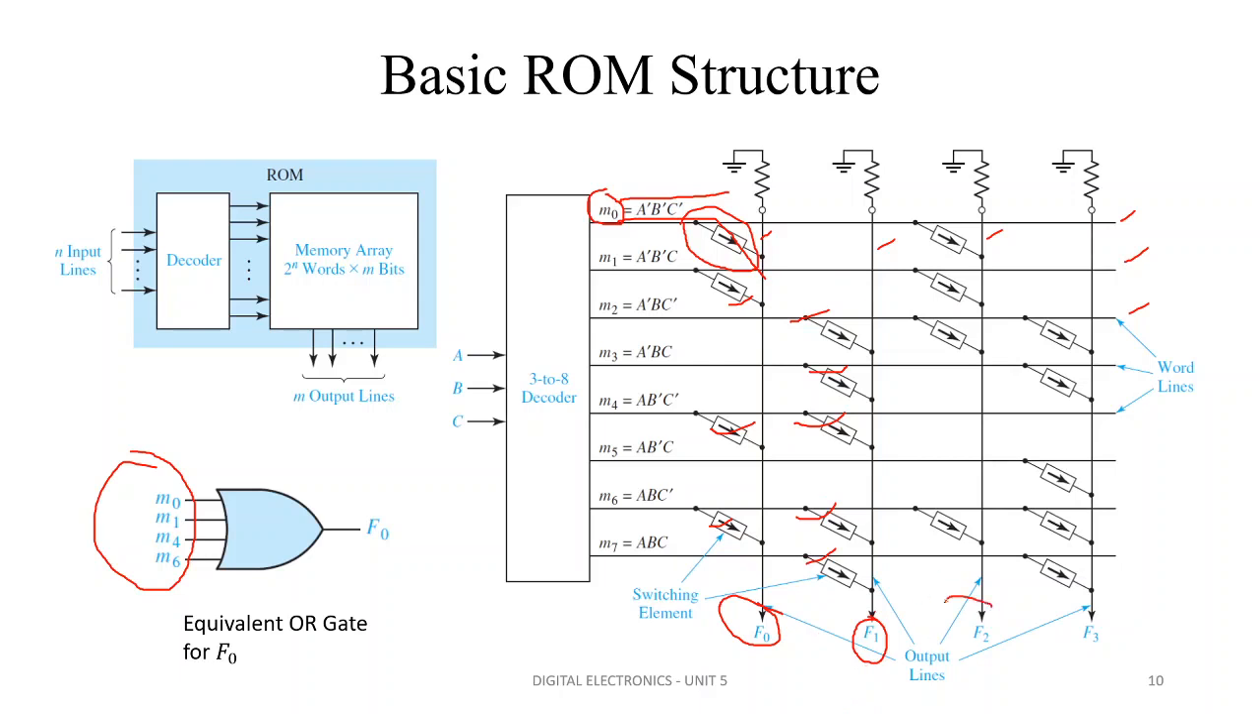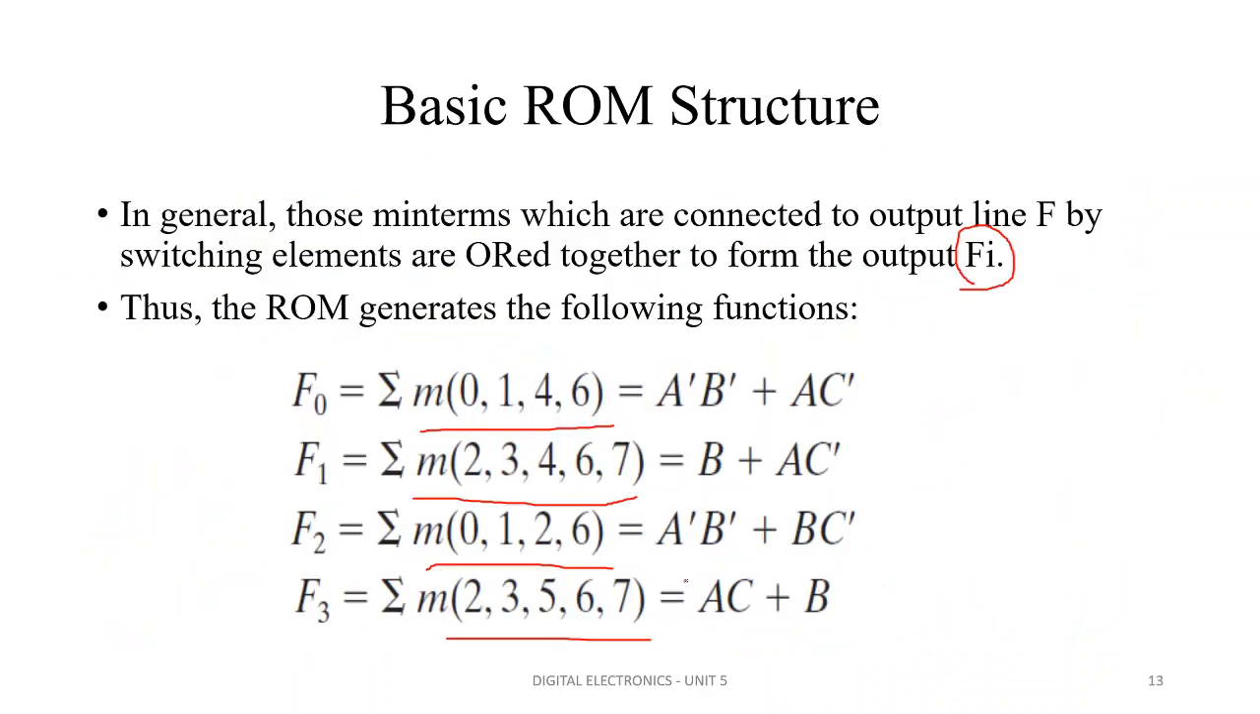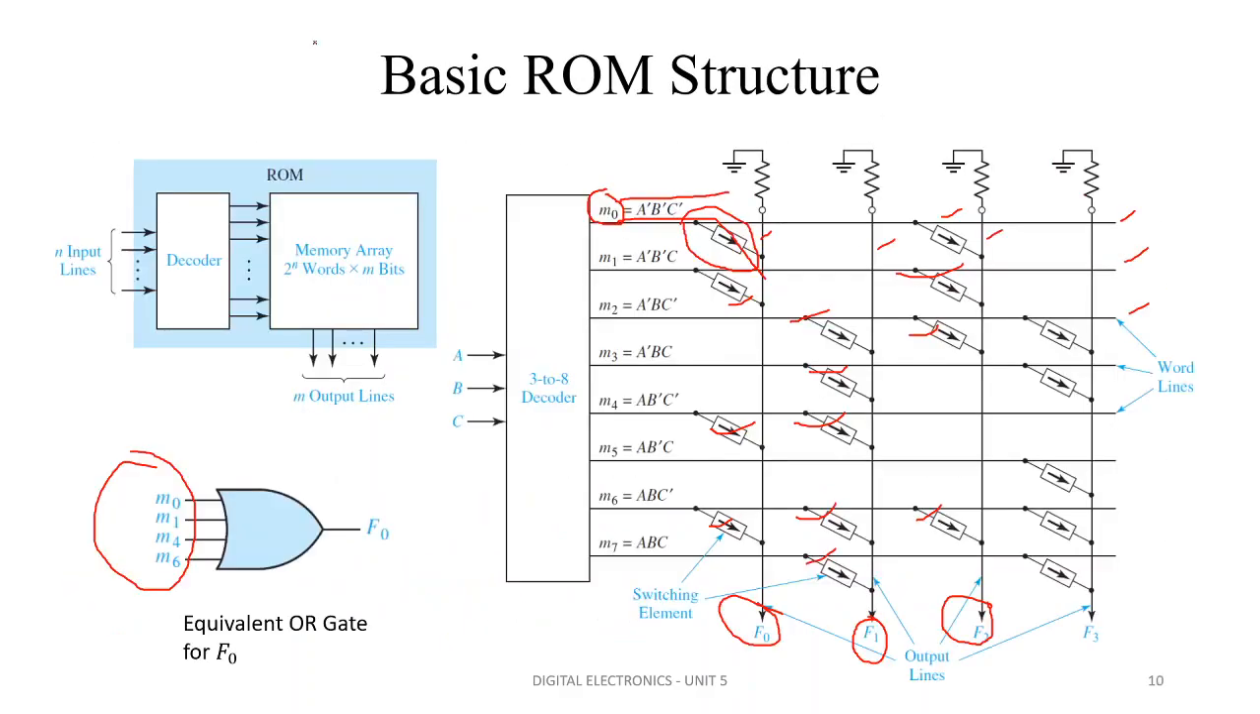Again here also, in my F2, the minterms present are M0, M1, M2, and M6. The remaining I'm not taking into account in my F2. These are ORed, so this particular function is taken. So this is your basic ROM structure.